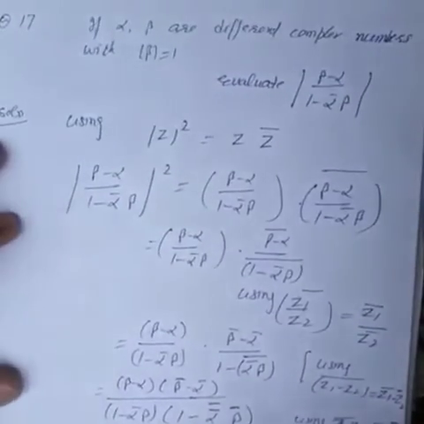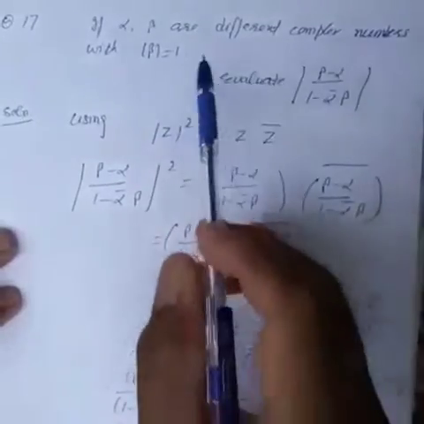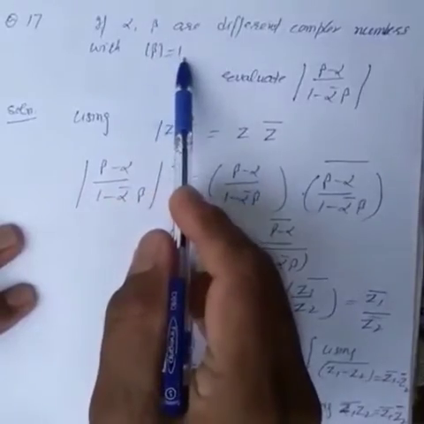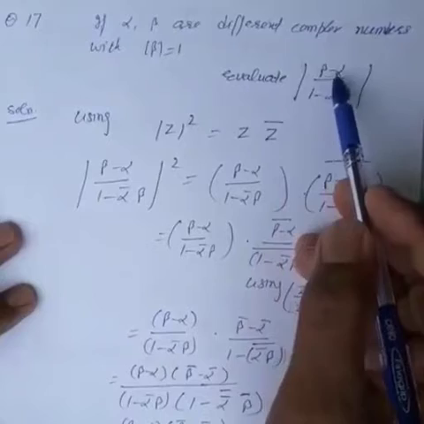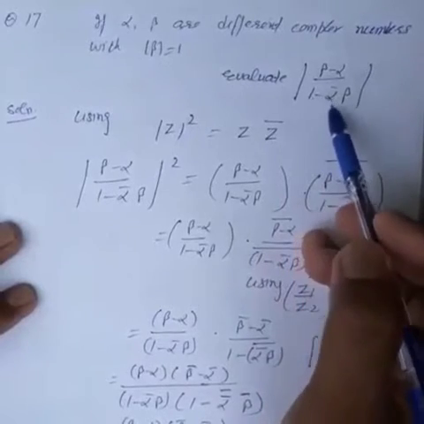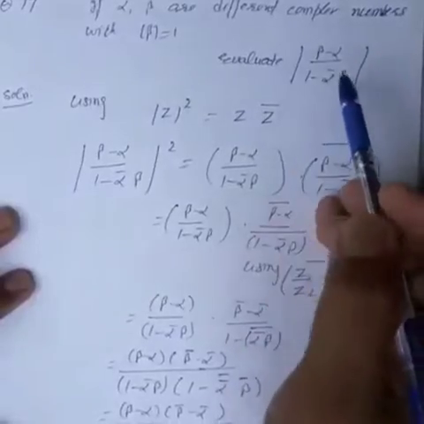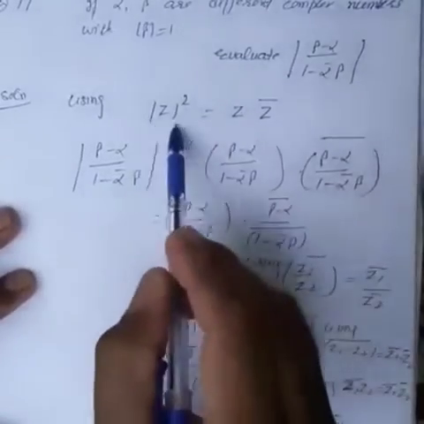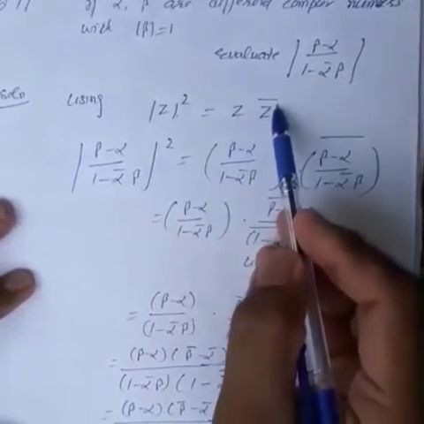Question number 17. In this question, alpha and beta are different complex numbers with mod of beta equal to 1. We have to evaluate mod of (beta minus alpha) upon (1 minus alpha bar beta). This is what we have to evaluate. Now to evaluate this, we will use this property: mod of z square is equal to z into z bar.